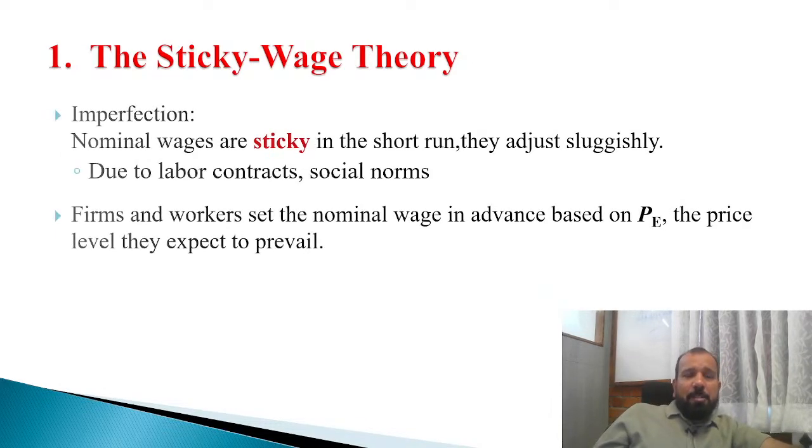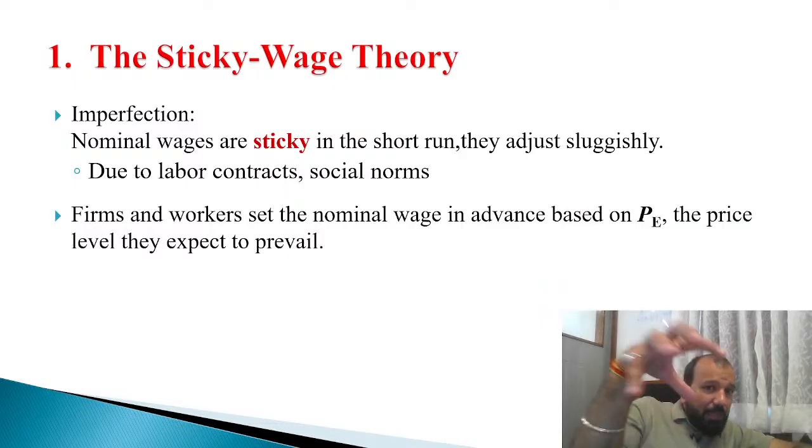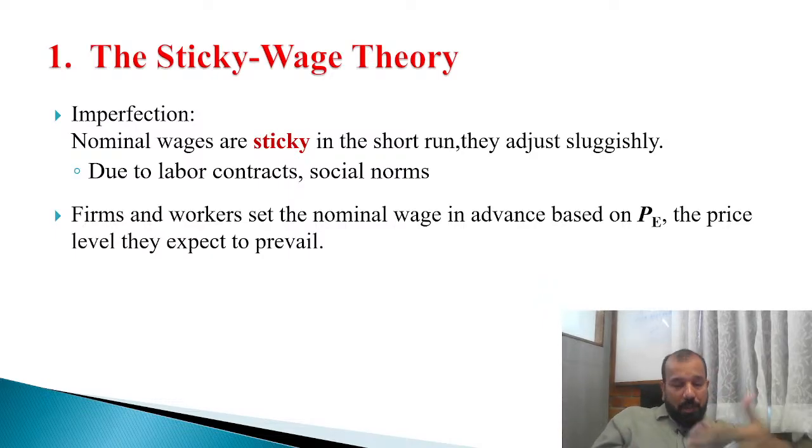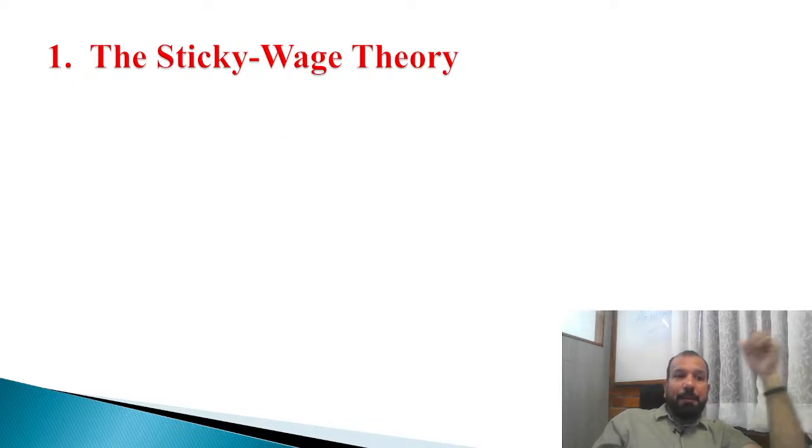Firms and workers set the nominal wage in advance, based on the price level P they expect to prevail. Whenever the price increases, all the laborers will ask for more money in the market. If you increase the wages of the laborers, then at the end of the day you need to absorb those costs, so you have to increase the prices of products and services. Then again, inflation will be derived in the market.